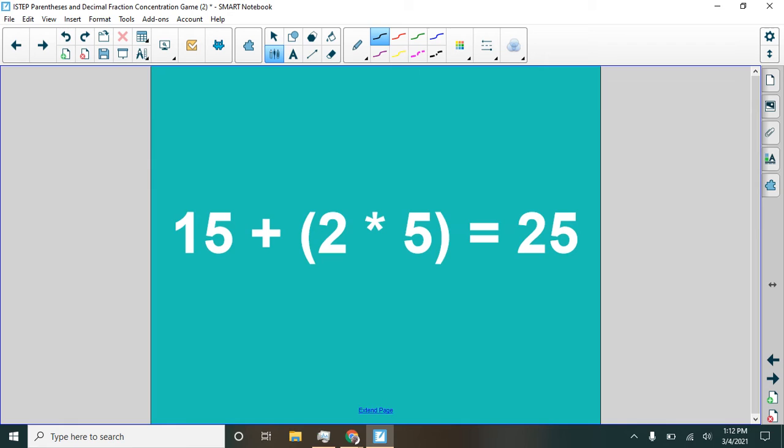So the parentheses are first here. 2 times 5. 2 times 5 is 10. And so then I am left with 15 plus 10 equals 25. This one is true.